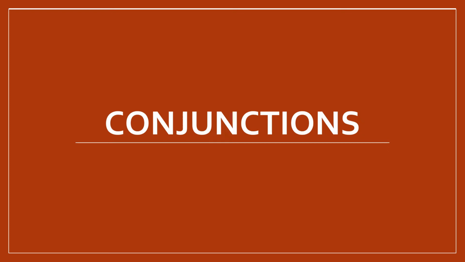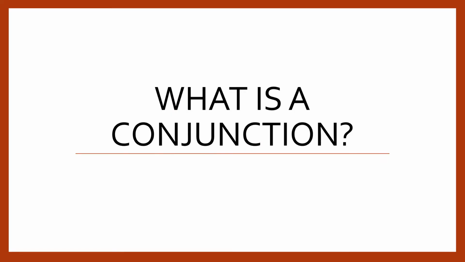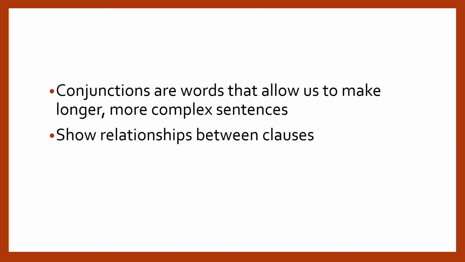Hello friends, today we are going to be learning about conjunctions and how they affect German sentence structure. So first, what is a conjunction? Just like in English, a conjunction is a word that allows us to make sentences longer and more complicated, to share more information, and to also show the relationship between two clauses.